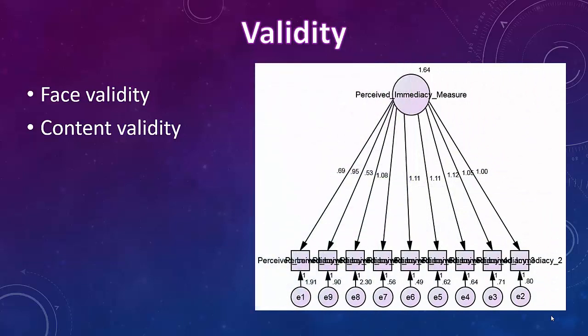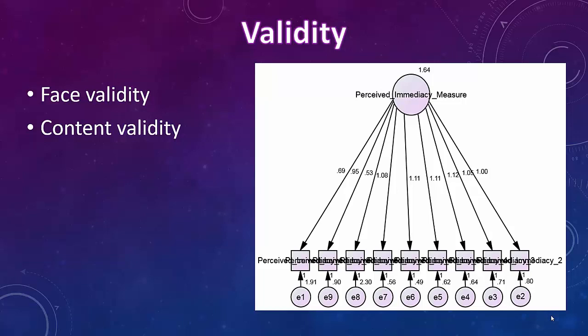Now, the stats involved in testing the content validity of a measure are far beyond what you'd be required to know for this class. But look at this measurement model for perceived immediacy. Up at the top of the picture, you have the construct that is perceived immediacy. And we are claiming that perceived immediacy is being captured or manifested in the 9 items that you looked at on the semantic differential earlier.